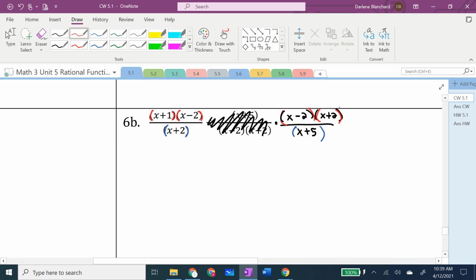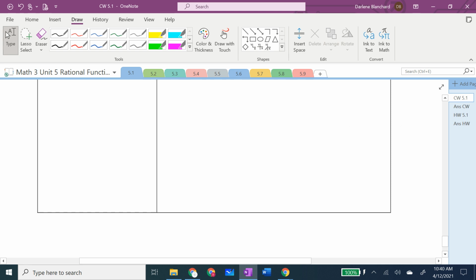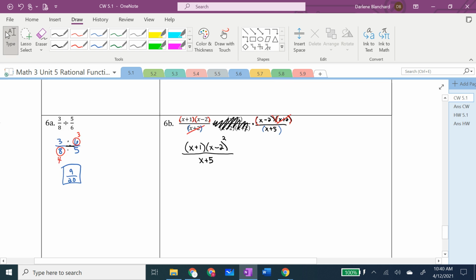So it's rah! And I'm left over with an x plus 1, an x minus 2, a second x minus 2, and in the denominator an x plus 5. So that is addition, subtraction, multiplication, division.